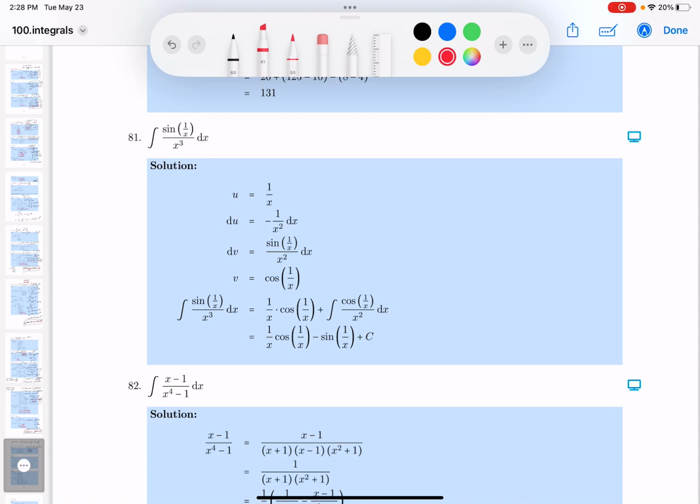Okay, we're definitely moving up in the problems. So we're at 81. There's 100 problems to do, by the way. I know it's a lot of work. The more practice you put in, the better you get at this, though. So I'm using what's called integration by parts. Let me just go through it with you.